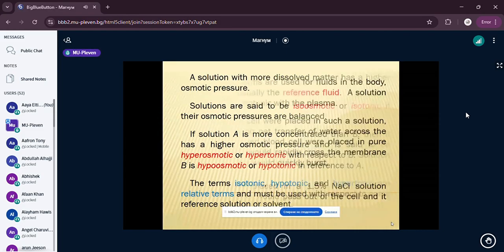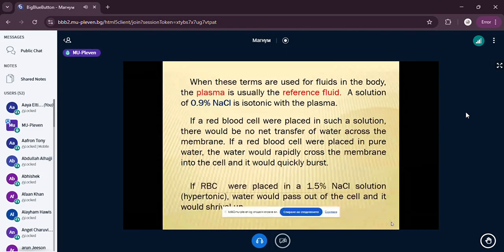To continue further regarding bodily fluids, plasma is a reference fluid, and it can be substituted by 0.9% sodium chloride solution, which is called isotonic with blood or with plasma, because it has one and the same osmotic pressure as that of blood.